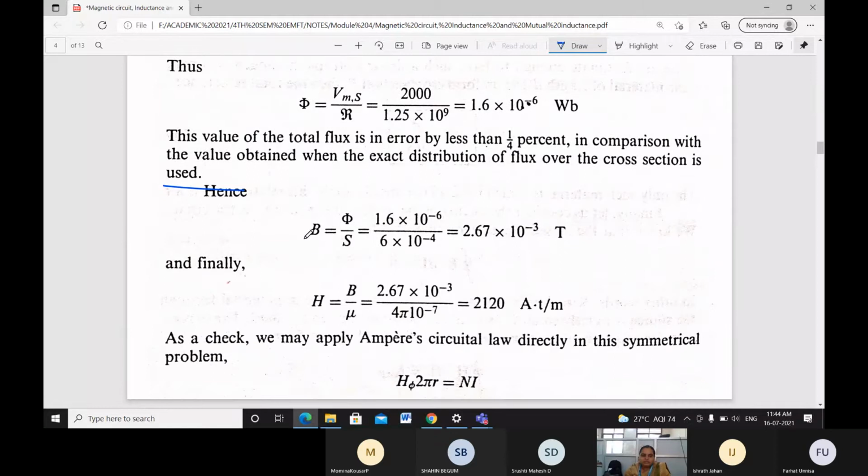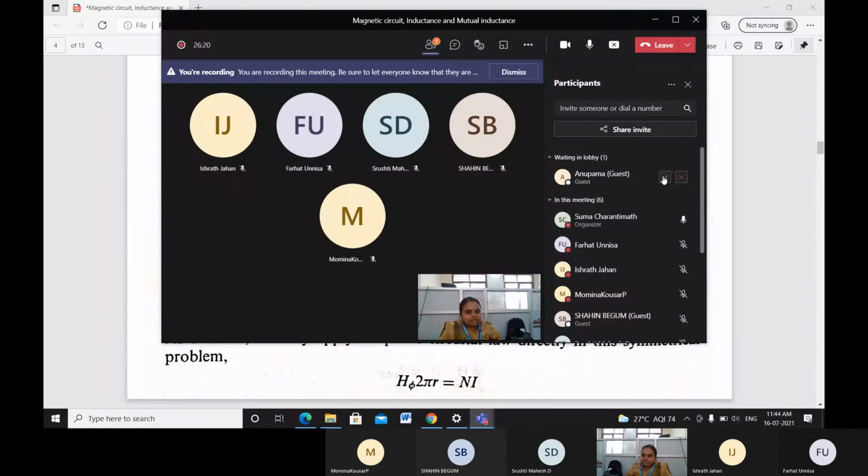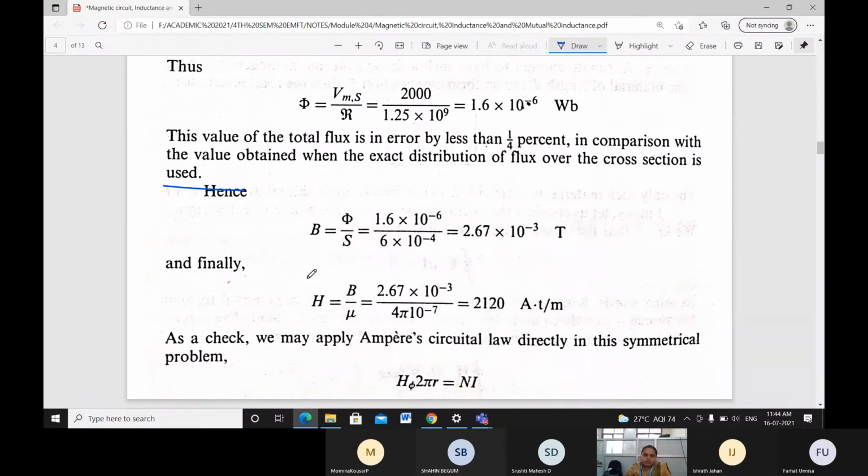Hence, our flux density is going to be phi by S. Substituting the value, you get 1.67 into 10 raised to minus 3 Tesla. Then H, the magnetic field intensity, is B by mu. Then you will get 2120 ampere turns per meter.